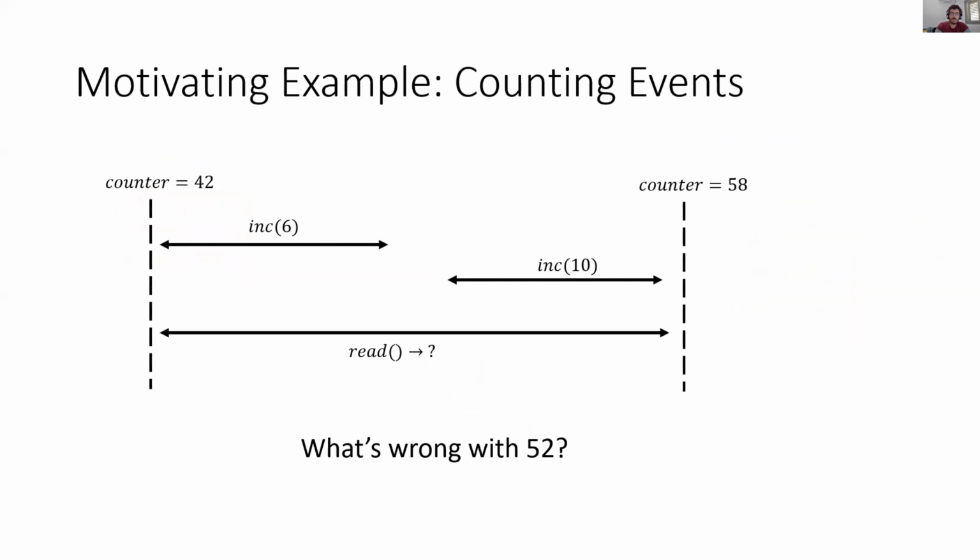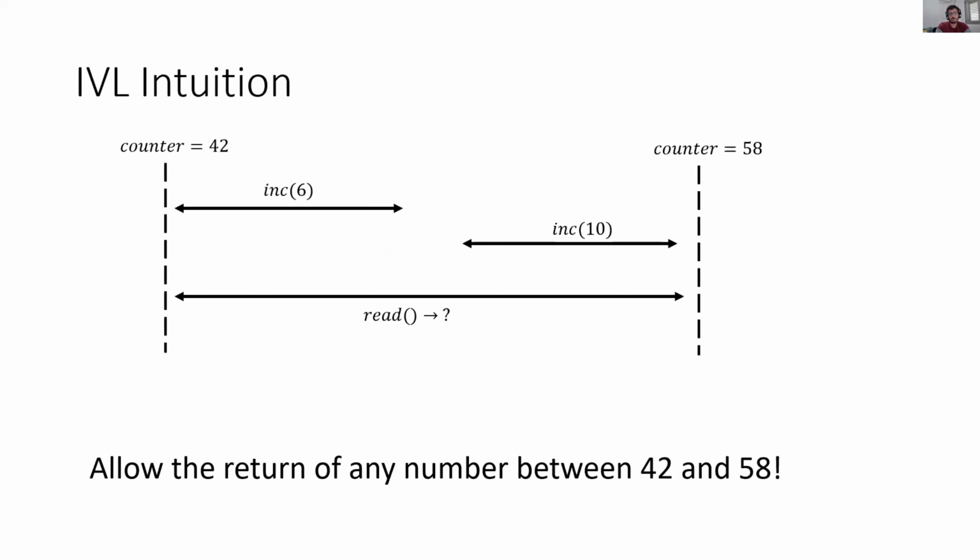But what's inherently wrong with the number 52? I know that at the end, I'll get to 58 and I'll need to start up another server. Well, what's wrong with reading 52 and starting up another server? Or what's wrong with any of the numbers between 42 and 58? I started at 42, so there I didn't need to start up another server. 48, I didn't need to start up another server. So what's wrong with the number 44? And this is the intuition behind IVL. We allow the return of any number between 42 and 58. Or to be exact, we allow any number to return that's between 2 legal linearizations.